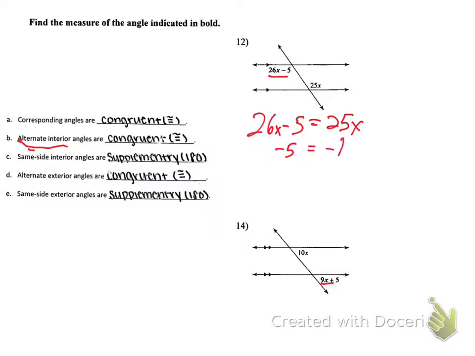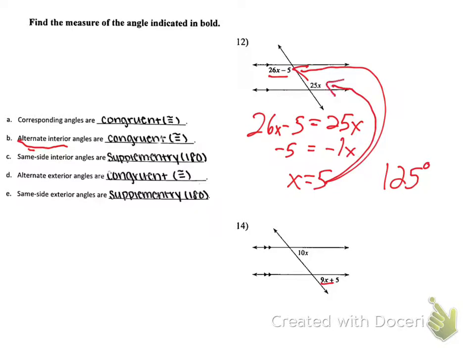That will leave me with a negative 1x on the right side. Since that's negative 1, to get rid of it, I can just flip it. So x is going to be equal to 5. Now I need to plug that in here. 26 times 5 is equal to 130, and then minus 5 is equal to 125. You can check your answer by taking this x and plugging it into here, and you will also get 125 degrees.